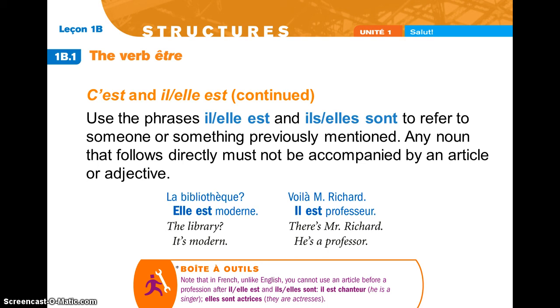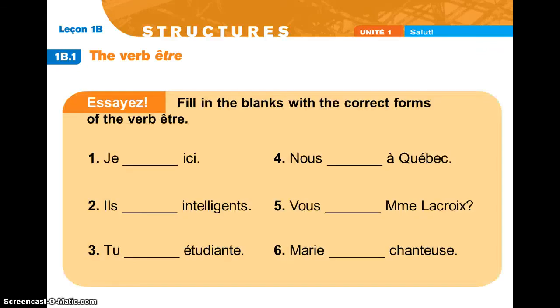It's worthwhile to look at this. Boîte à outils means toolbox. This says simply that in French, unlike English, we cannot use an article before a profession after il est, elle est, ils sont, elles sont. So the examples they give us is il est chanteur or elles sont actrices. Notice how we don't say he's an actor, but we just say he's actor in French.